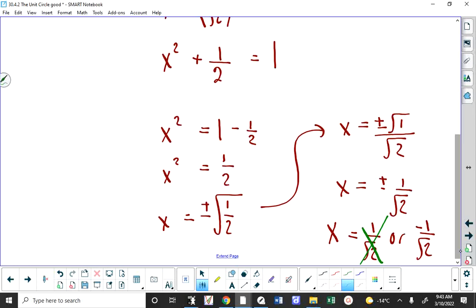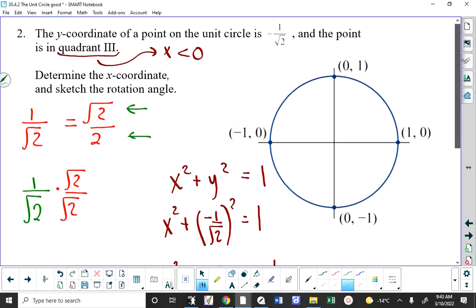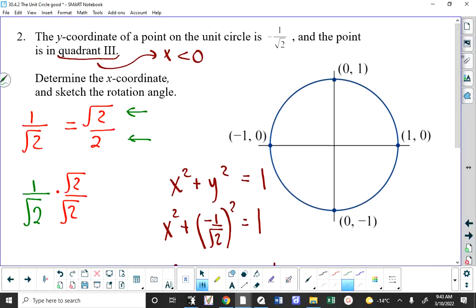One of the things you notice here is that the ordered pair we get for x is negative 1 over root 2, and for y, it's negative 1 over root 2. I don't know if this is obvious or not to all of you, but if the x and y coordinates are equal in quadrant 3, the point has to be halfway along that quadrant in terms of the arc on the unit circle. It has to be at 45 degrees.